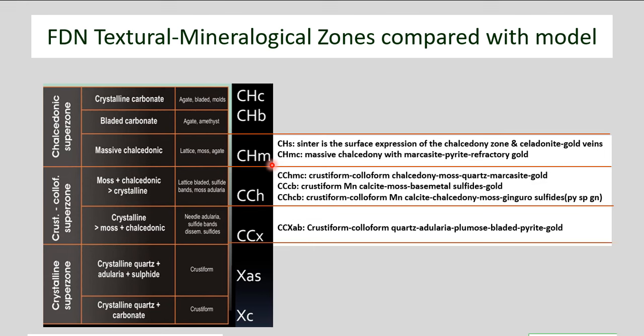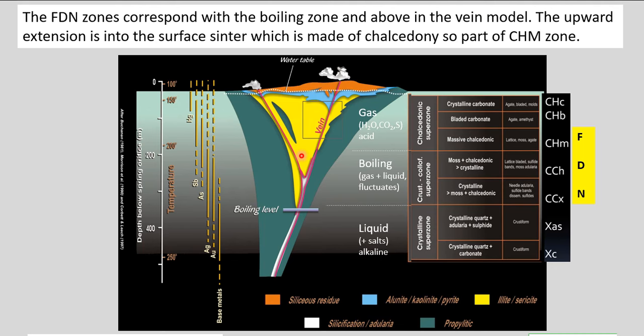So what this means overall, I think, if we go to the next slide, is that we're only representing part of the overall Buchanan model. So FDN only has the CCX, CCH and CHM zones in the model. It doesn't have the crystalline zone, and even though it has bladed carbonate, where there is bladed carbonate, it's in the banded veins, not in a zone by itself. And we haven't seen any crystalline carbonate there.